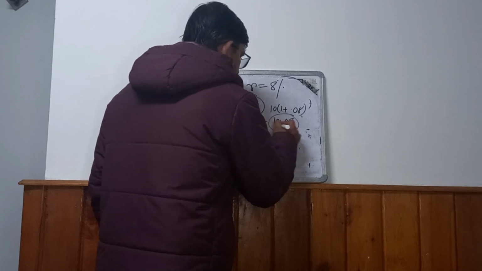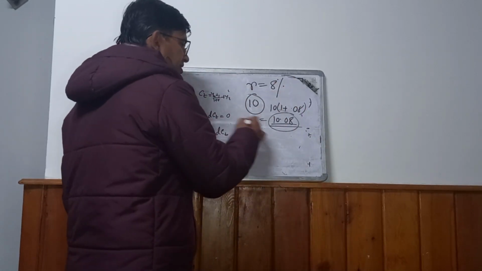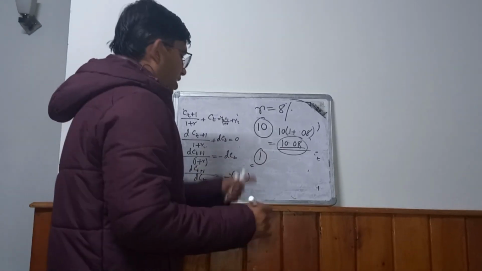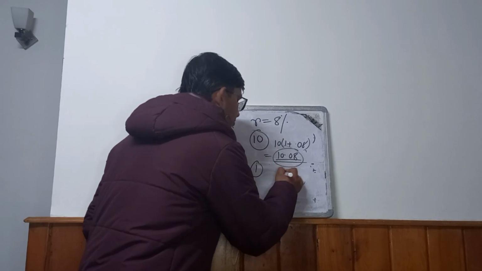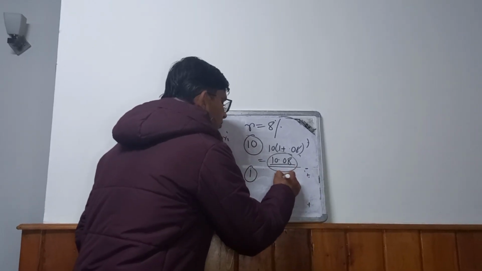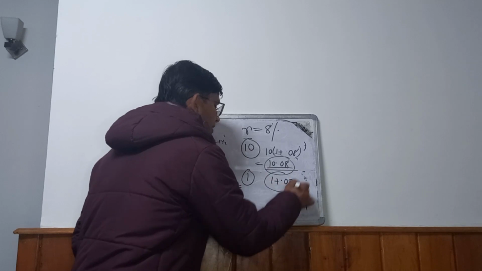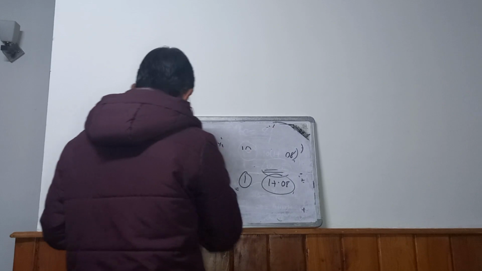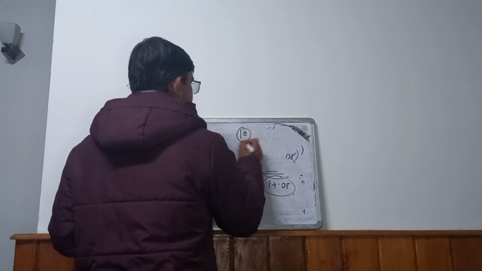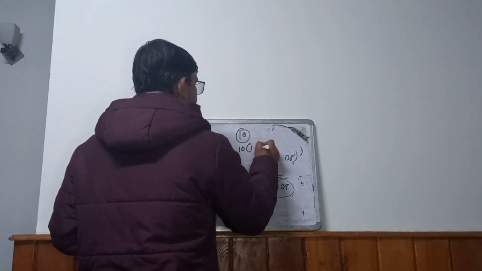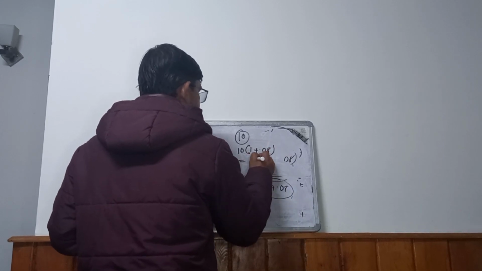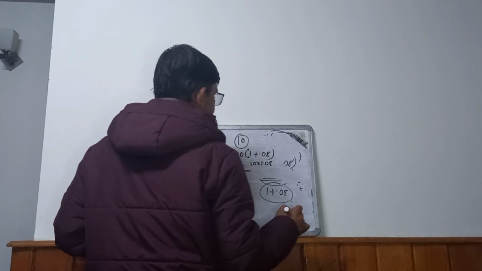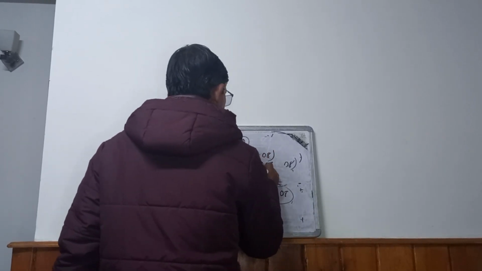So what do we see here? If we spend $1 today, or if we save it for 1 year, in the future period it will be 1 plus $0.08. Sorry, I have made a mistake here. If we consider $10 in the current period, in the future it will be 10 into (1 + 0.08). That means 10 into 1.08 equals 10.8.